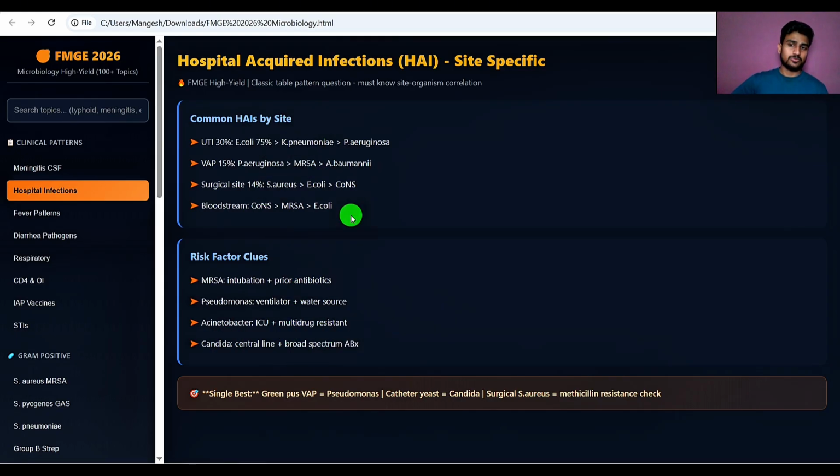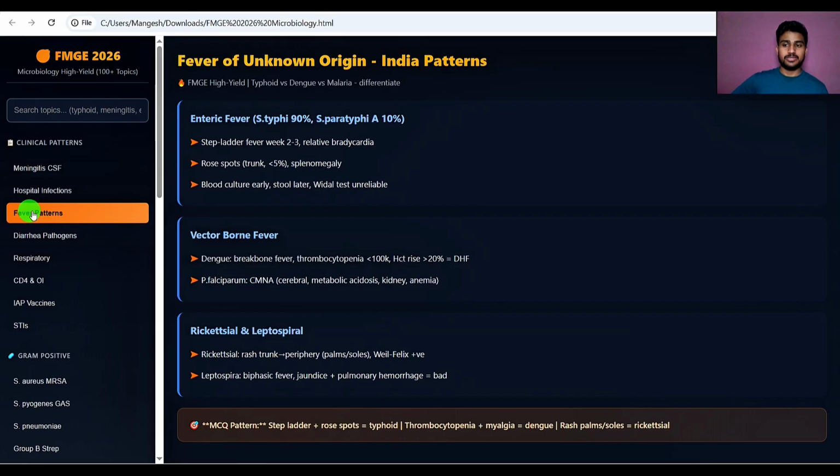So that is what you have to remember about nosocomial infections. And for the single best answer, if you are asked a question in MCQ, and the question mentions green pus and ventilator associated pneumonia, then you have to answer Pseudomonas. And if the question mentions catheter or yeast, then you have to answer Candida. And if there is anything about surgical site infection, then it is Staph aureus. And methicillin resistance is something that we have to check, because nowadays staph commonly shows antibiotic resistance, which is a concern for physicians.